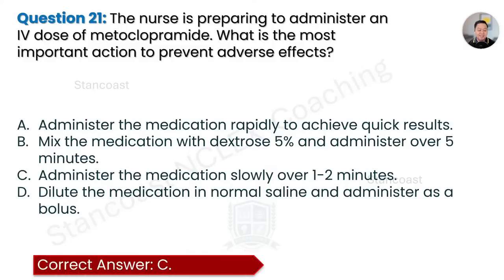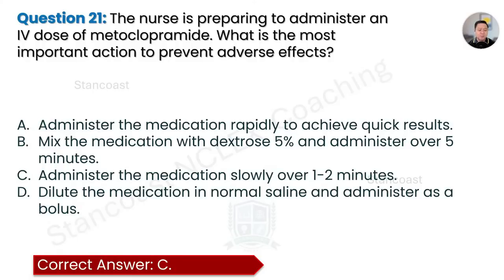The answer is letter C. You have to slowly administer this medication to minimize the risk of adverse effect, particularly extrapyramidal symptoms. And you gotta administer this medication over 1 to 2 minutes. Now, the clue to this question is the most important action to prevent adverse effect, which prioritizes the method of administration. And so the slow delivery of the medication known to cause side effects can reduce this from happening.